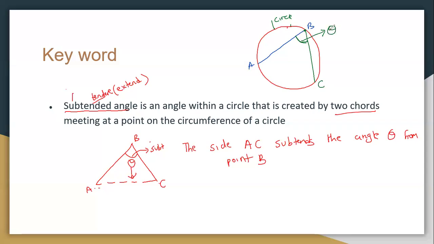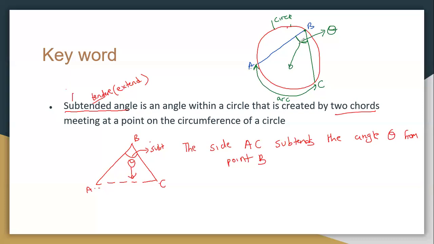But this angle that has been subtended is being subtended by this one here, AC, and AC is what we call the arc. So this angle here, you are noticing that it is being formed by AC, or by arc AC.